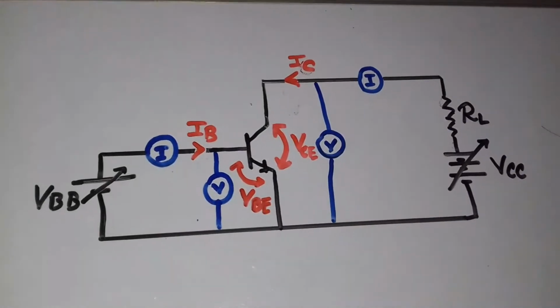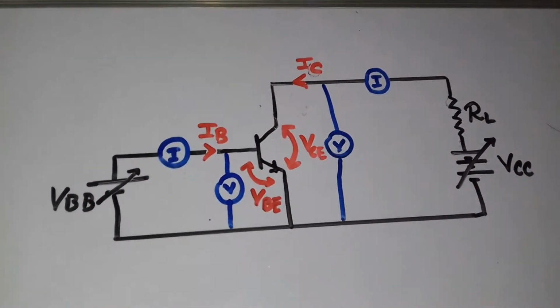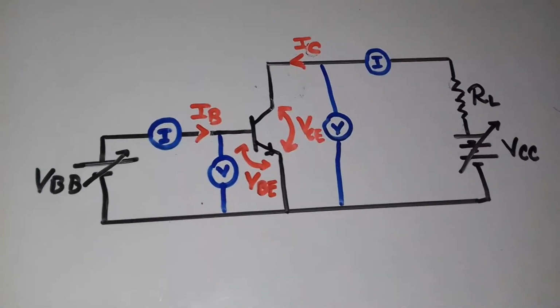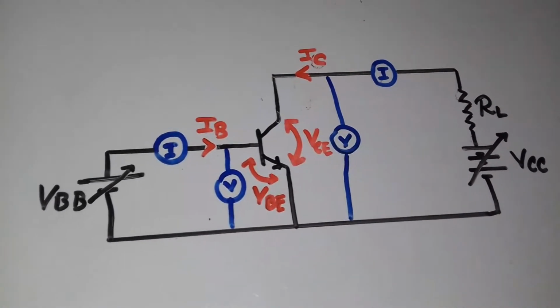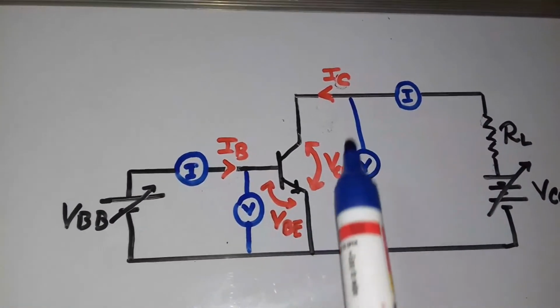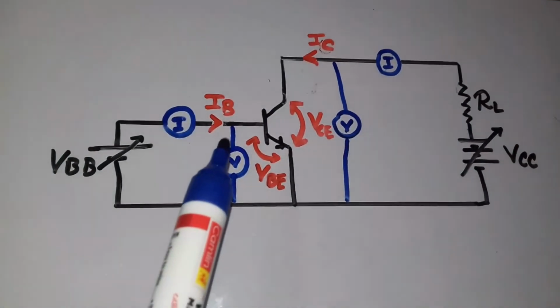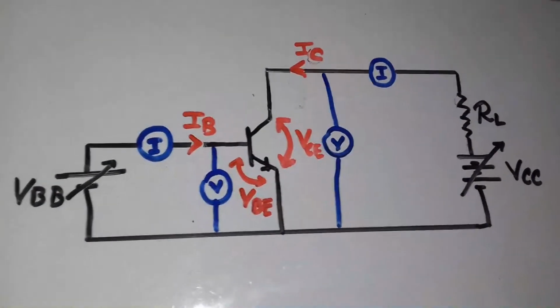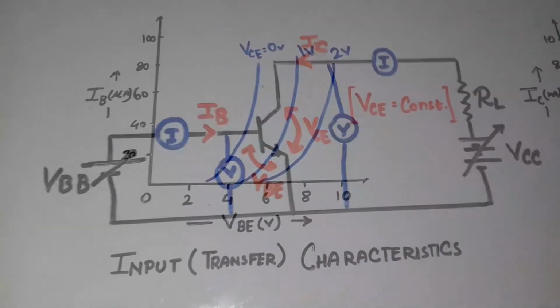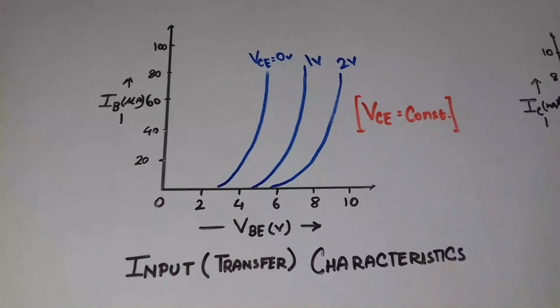And by output characteristics, that is the drain characteristics, we mean the change of IC with respect to the change of VCE, keeping IB constant. This is VCE, so we will change this VCE and note this IC, and we will keep this IB constant. So by this, now the input, that is the transfer characteristic curve, looks like this.